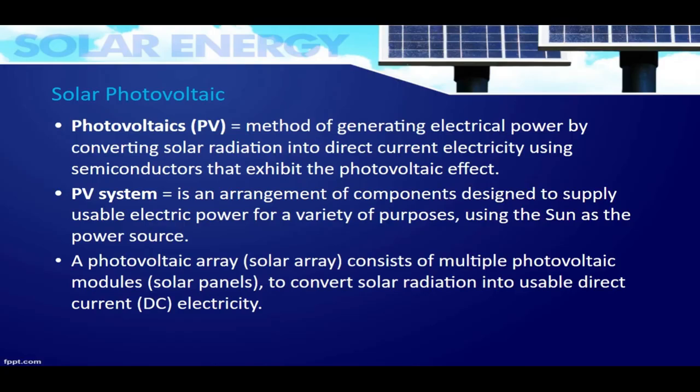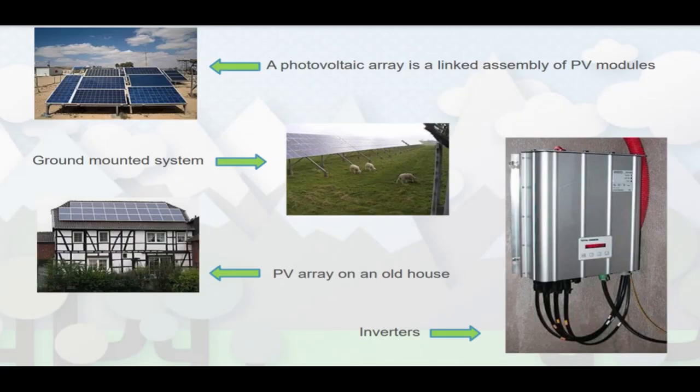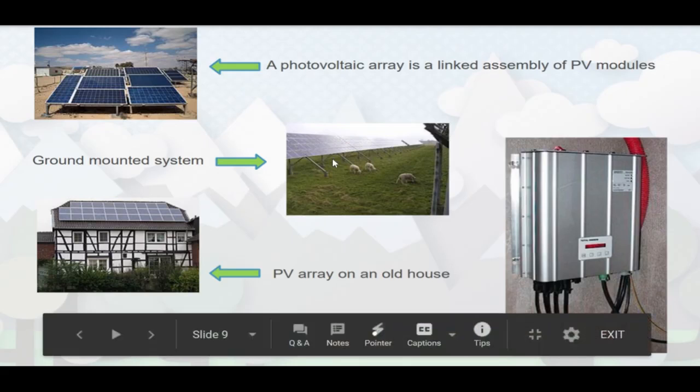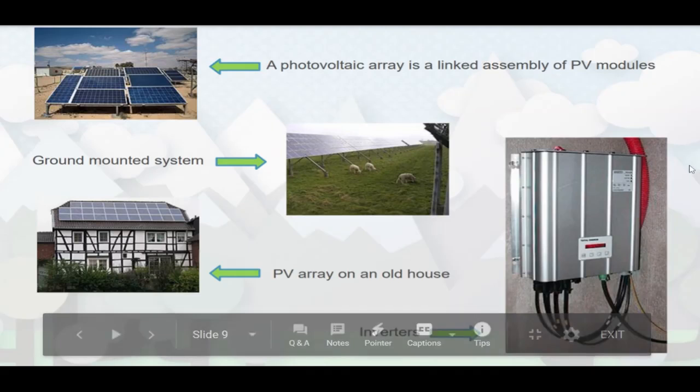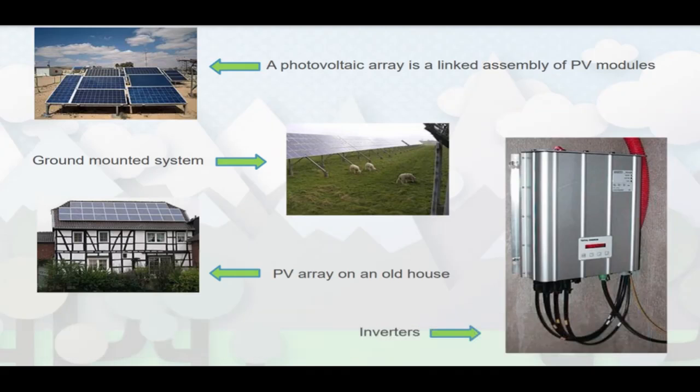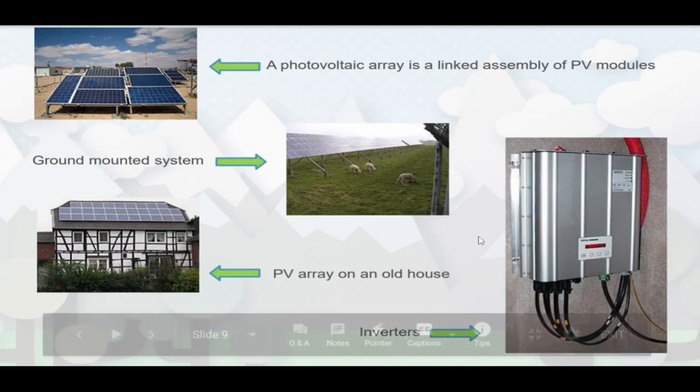The sunlight goes into the panels, and the panels are installed wherever you like, whether it's on a house or on a farm, and you use an inverter to modulate the activity.